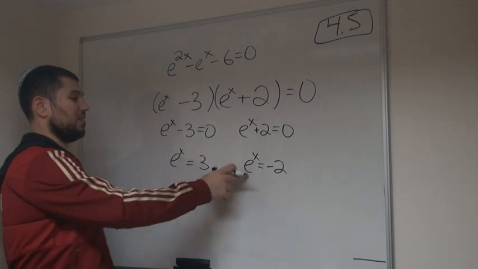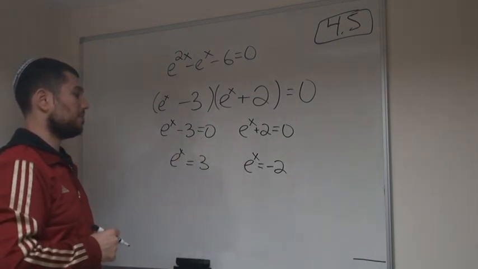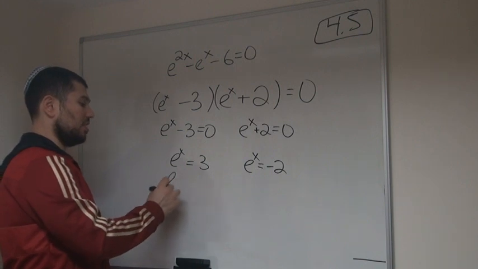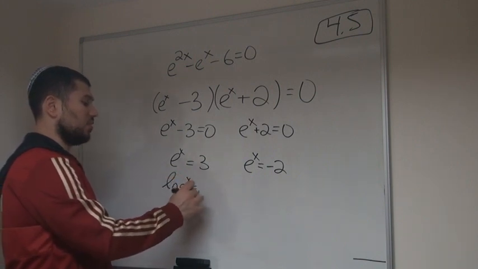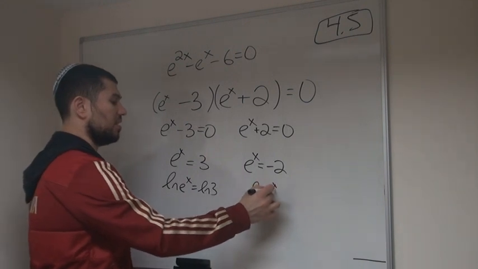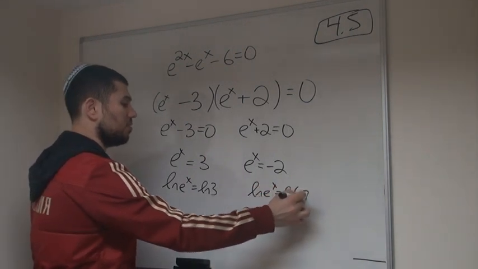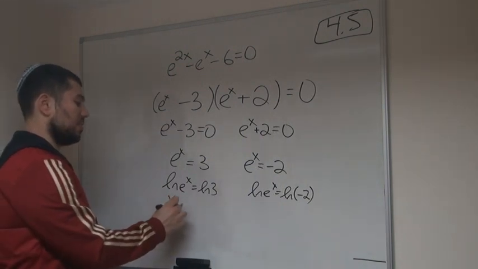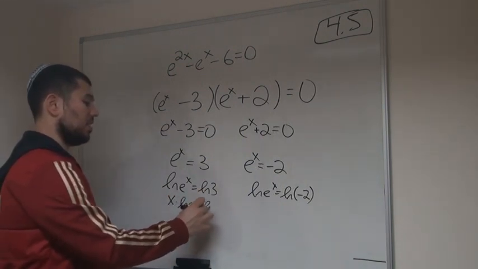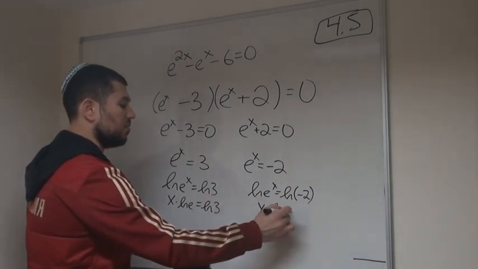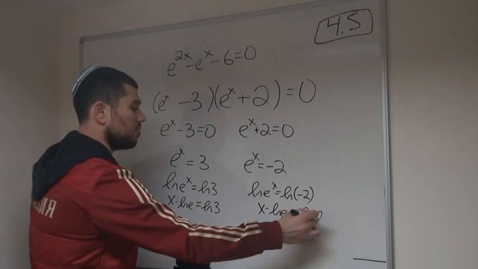I already have an exponential function, right? Isolated. I take the log of both sides to get the ln of e to the x equals the ln of 3, or the ln of e to the x equals the ln of negative 2. So this is x times the ln of e, which is the ln of 3, and this is x times the ln of e, which is the ln of negative 2.